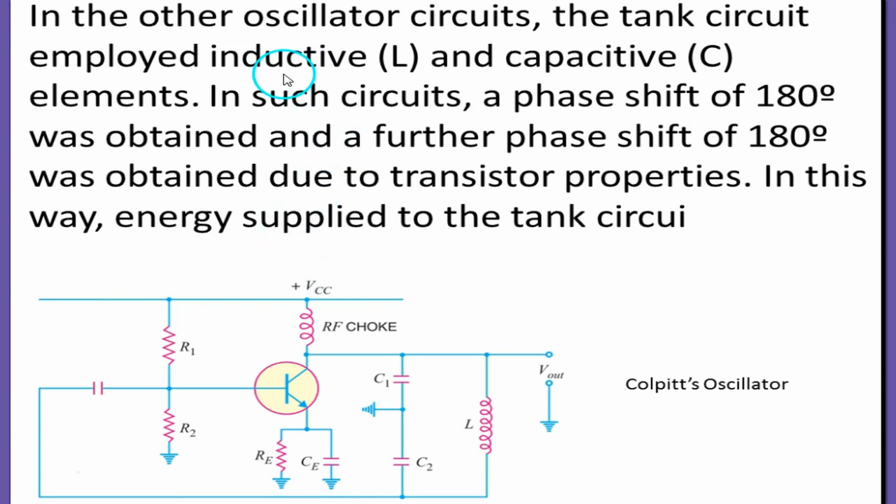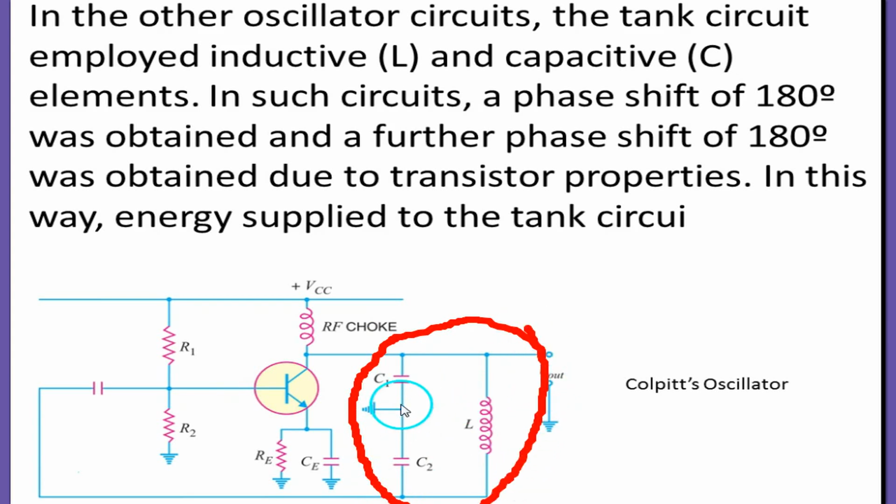The tank circuit, like this one, is used as a feedback network, having inductive and capacitive elements. This tank circuit produces a phase shift of 180 degrees, and a 180 degree phase shift is produced by the common emitter configuration.